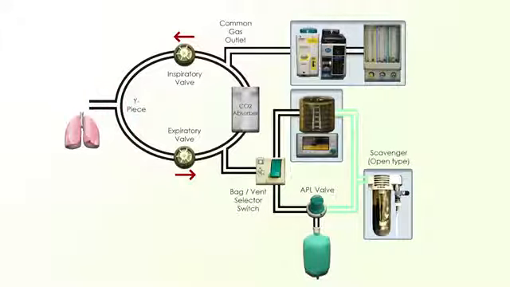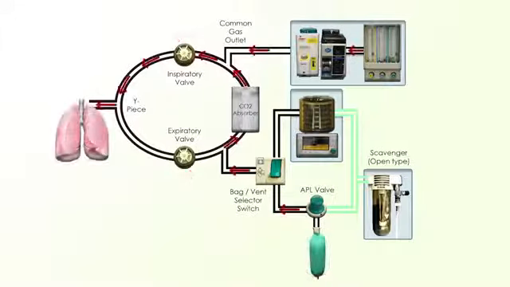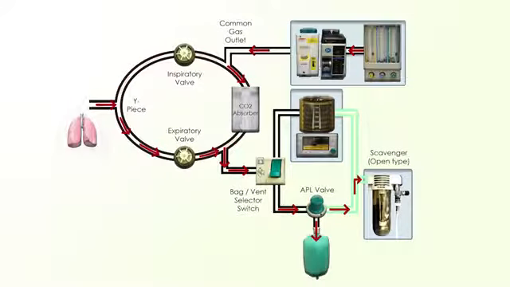The one-way valves allow for gas to flow in only one direction within the circle. On inspiration, fresh gas flow from the common gas outlet, as well as any gas in the reservoir bag, flow through one hose into the Y piece and to the patient's lungs. Exhaled gas flows through the other hose into the reservoir bag and through the CO2 absorber.